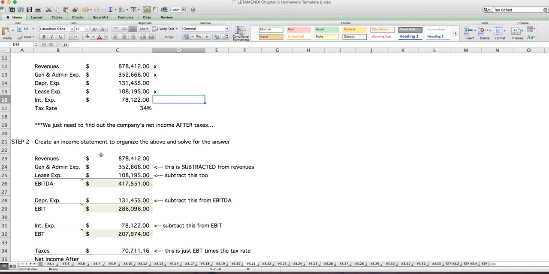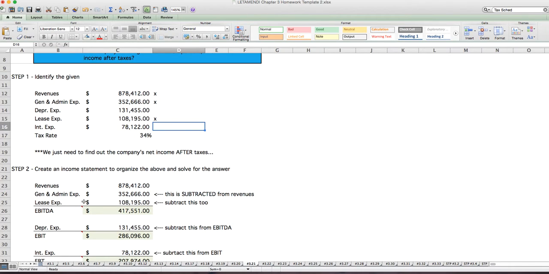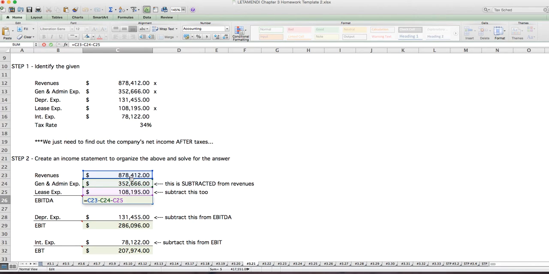Okay, so we didn't subtract depreciation yet, although it is an expense, or interest, because it's good practice for you to know what the earnings before interest, taxes, depreciation, and amortization is. So basically this is just revenue minus general and admin expenses minus the leasing expenses. So you get 417,551.